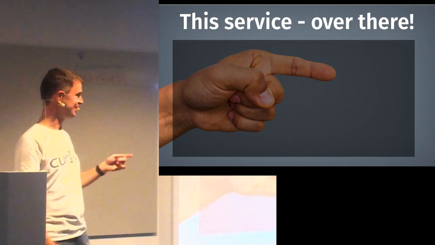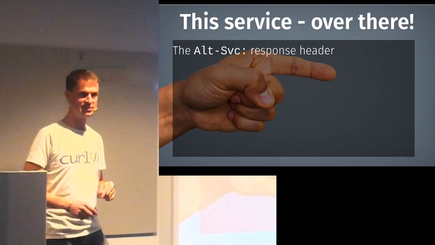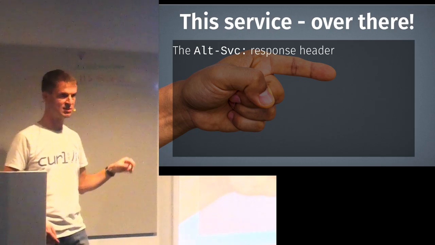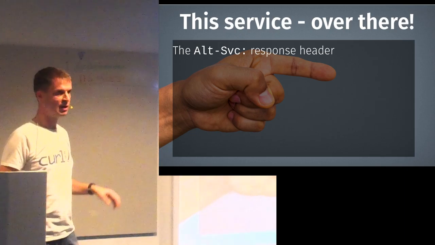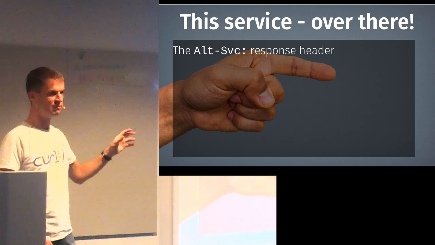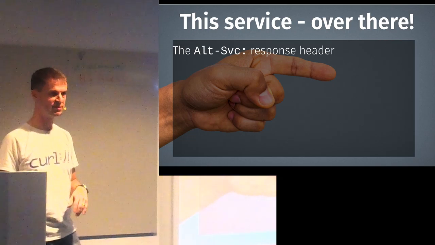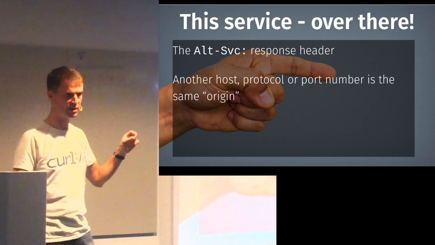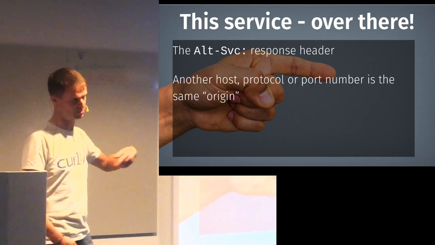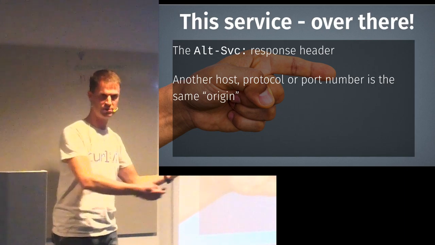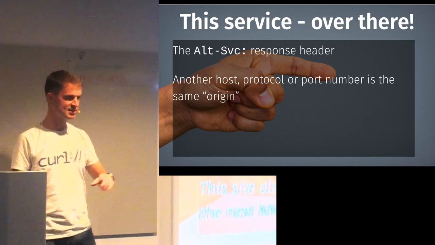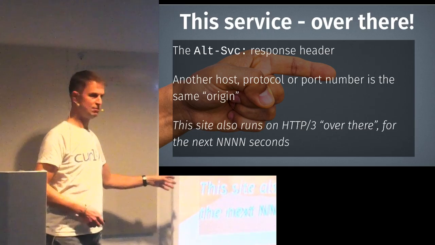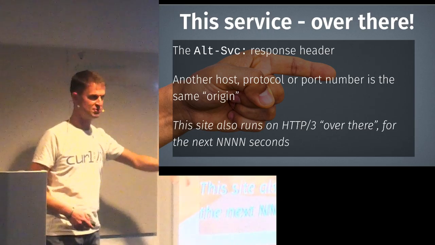server anyway. And there's this nice header that actually existed even before we started with HTTP3. It basically says, I run an identical service like this on this port, host, and protocol, which could be the same host on another port or another server or whatever, for this number of seconds into the future, which ideally then is not seconds, but weeks or months or whatever.